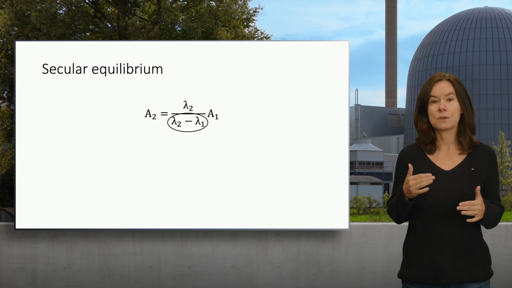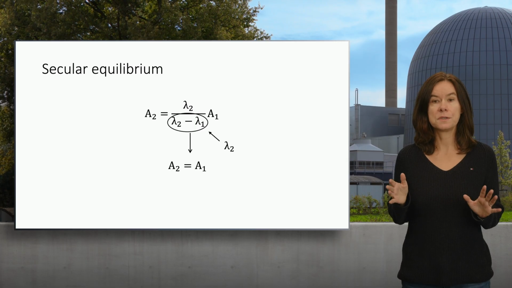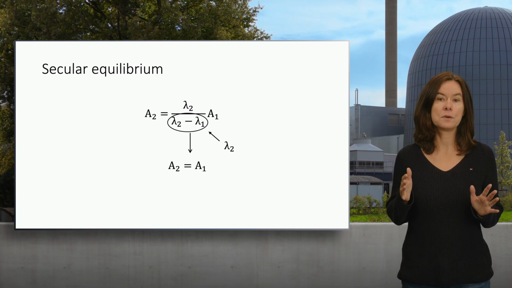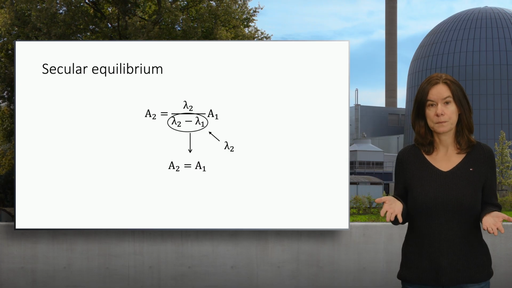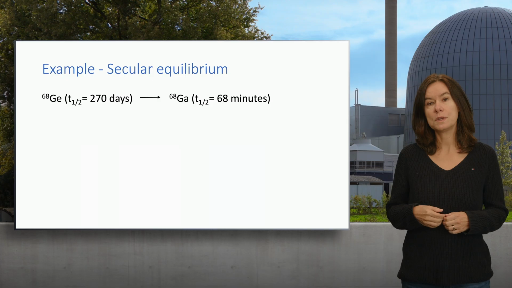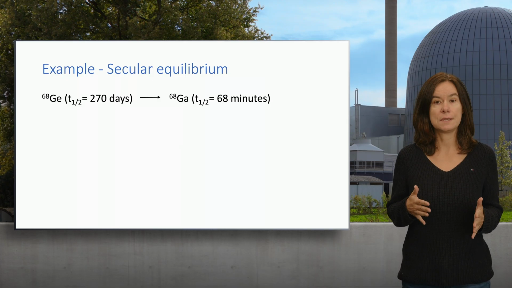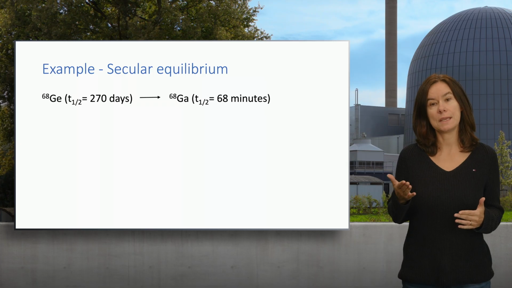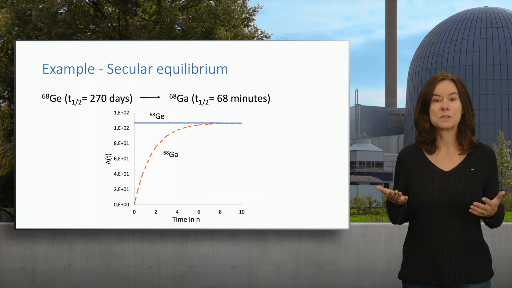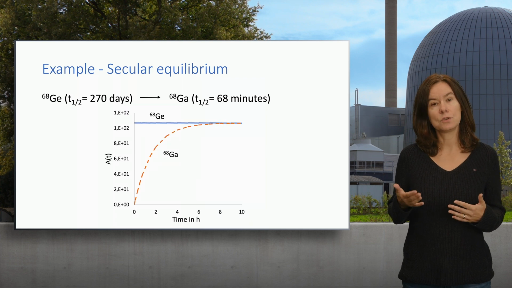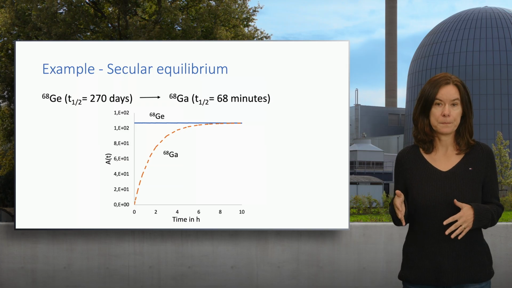Similarly, the activity equation for secular equilibrium can be simplified to give a very simple equation which shows that the activity of the mother is equal to the activity of the daughter in case of secular equilibrium. An example of secular equilibrium is the radionuclide germanium-68 with a half-life of 270 days, which decays to gallium-68 with a half-life of 68 minutes. In the graphic representation, you can see that the activity of the daughter first increases, but levels off to match the activity curve of the mother.